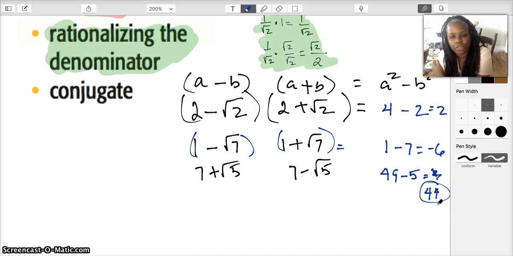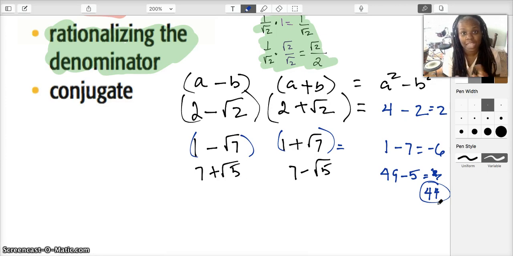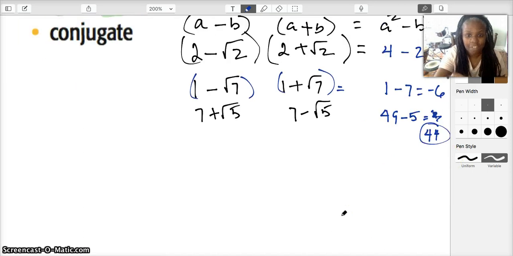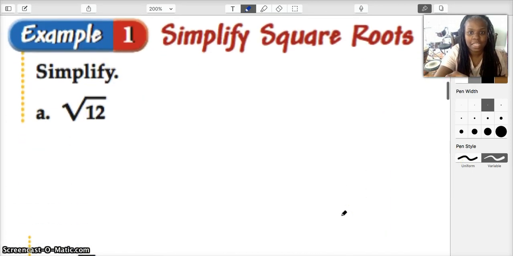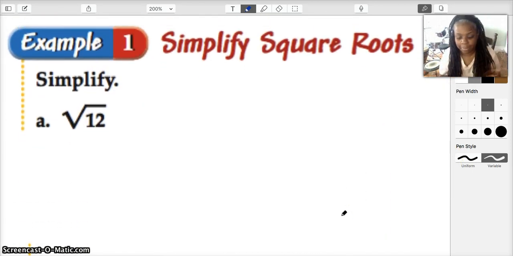49 minus 5, 44. And so in each of those cases, the conjugate relationship is when you basically take a number and the radical portion that's being added to it, and you change the sign from addition to subtraction. And the beautiful thing about that is that when you multiply it together, you get a rational number. Now that I said all that, let's go ahead and use some of these concepts in play.